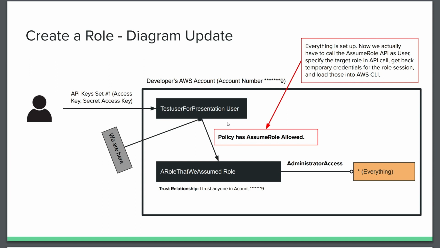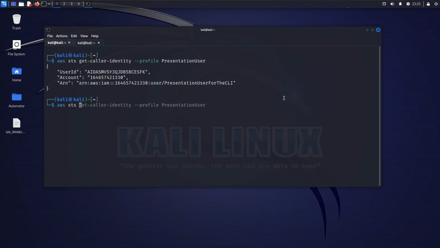So switching back to Kali, let's go ahead and try making that call. So AWS STS AssumeRole, and then we need the role ARN. I need to grab it again, one sec. And then we need to provide the role session name. Basically, what do we want our role session to be called? Again, this can be arbitrary. It's up to whatever you want to call it. Let's call this presentation session 1.